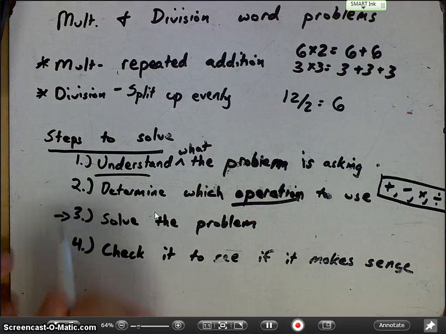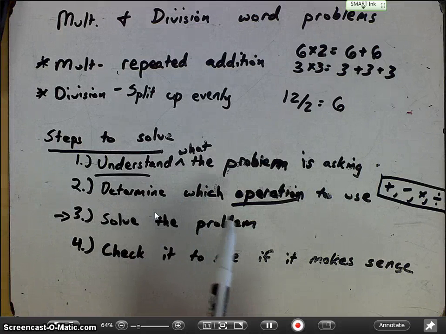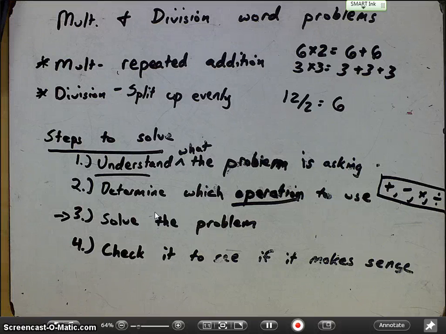The third step is, once you understand what the problem is asking you, you have a plan, you know what operation you do. Hey, I'm going to add those numbers, or subtract those numbers, or divide those numbers. Then you solve the problem. You solve what it wants you to do. So if you know, I'm going to multiply these 2 numbers together, that's where you actually do it.